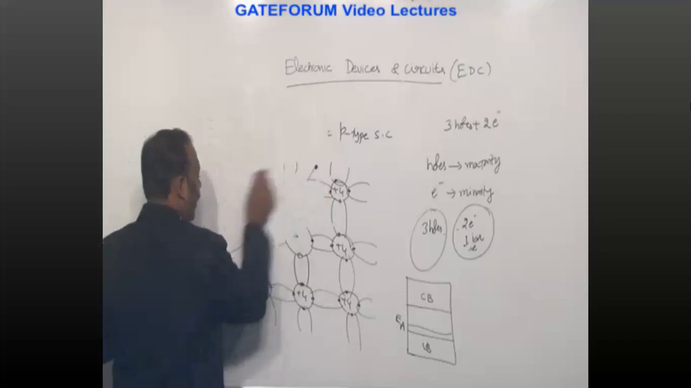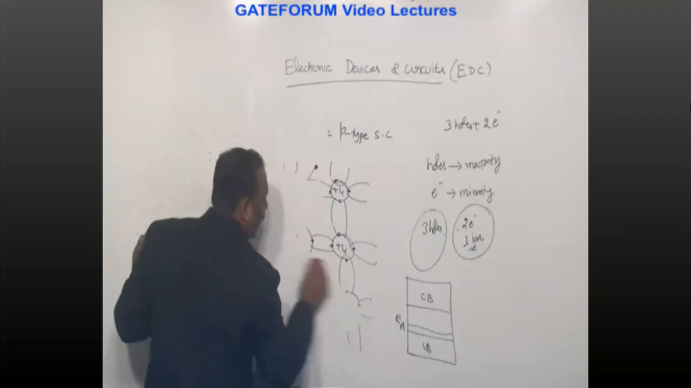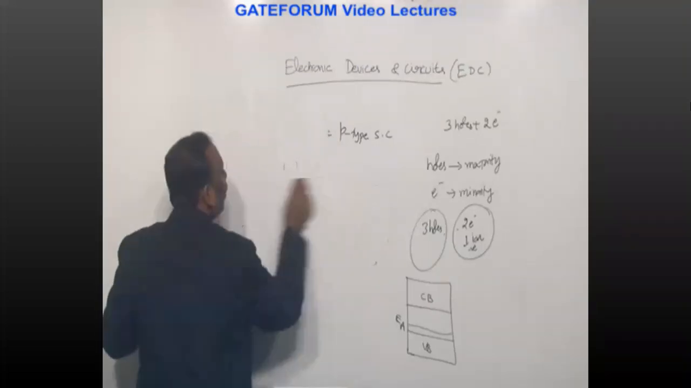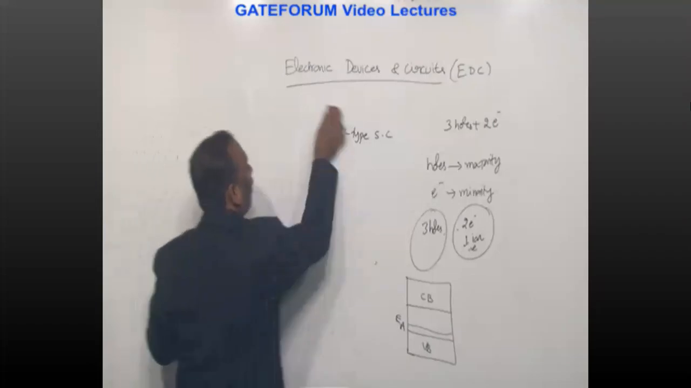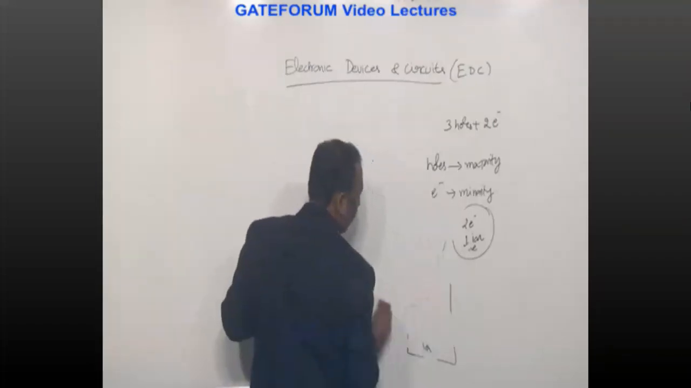That's why we go for adding impurities, and that is how we get the extrinsic semiconductor.